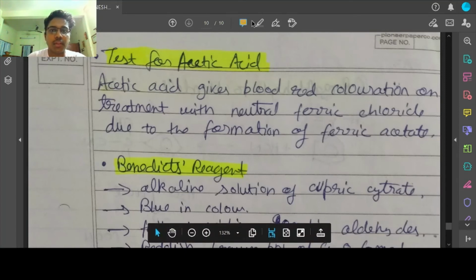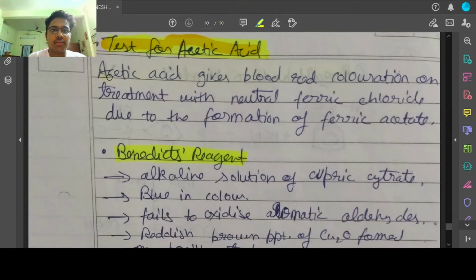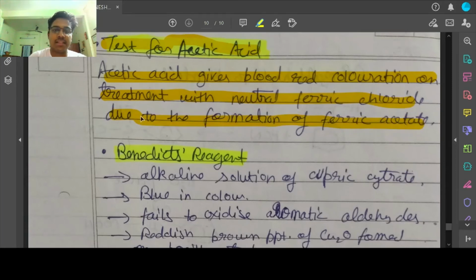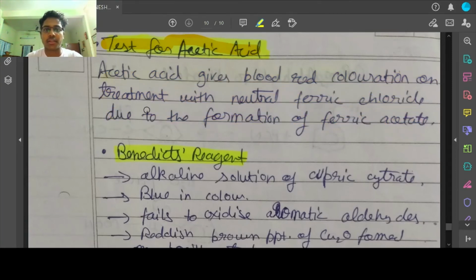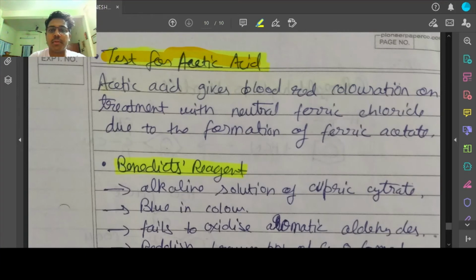This is the test for acetic acid. Acetic acid gives a blood red coloration on treatment with neutral ferric chloride solution, due to the formation of ferric acetate. Not only red, it is a blood red, and it is a coloration and not a precipitate. I have seen many students confuse red and blood red, and even if they remember the term blood red, they write blood red precipitate.